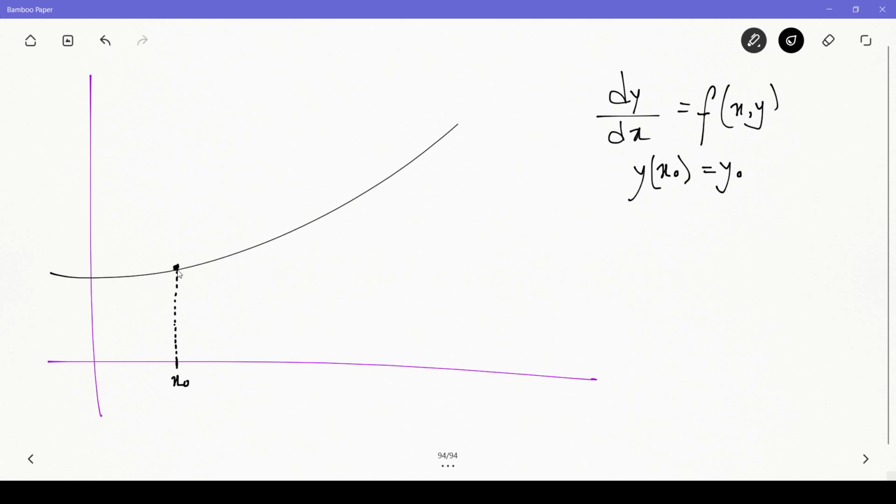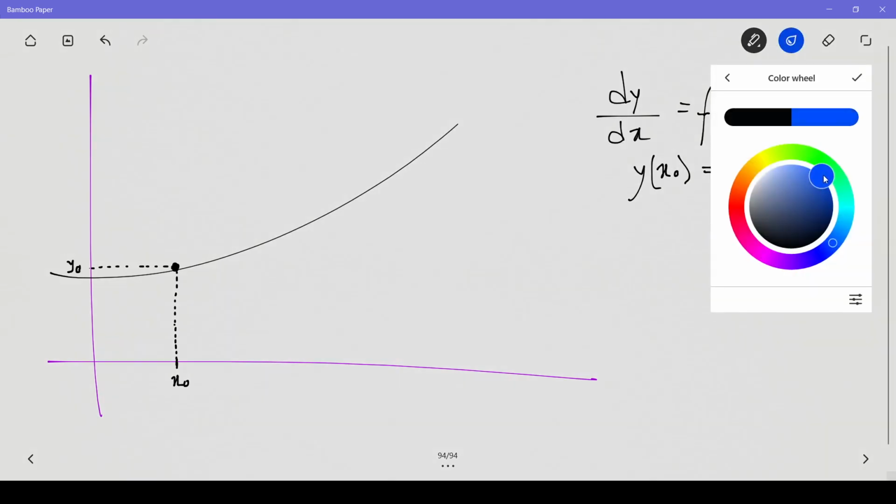So this value over here, we know the value of y at that particular point, right? Let's call it y naught, right? Fine, y naught. So what we can do is, we know the value of y at this particular point, and we also know the equation of the slope, right? We know that f of x comma y is the bivariate function that dictates the behavior of the slope, right?